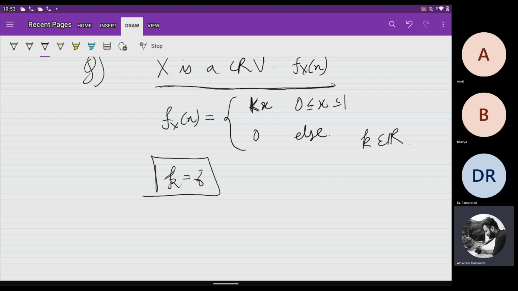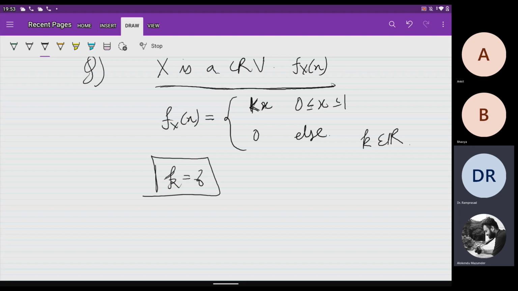No, I'm asking about the value of k. It cannot be 1 by k, right? What will be the value of k? There's a lot of noise coming from someone's background.